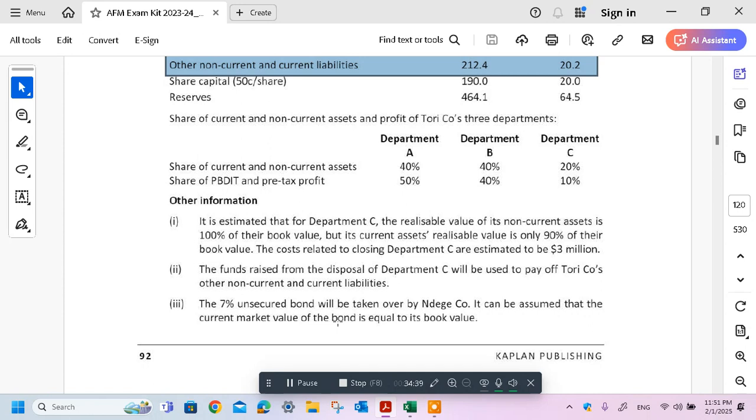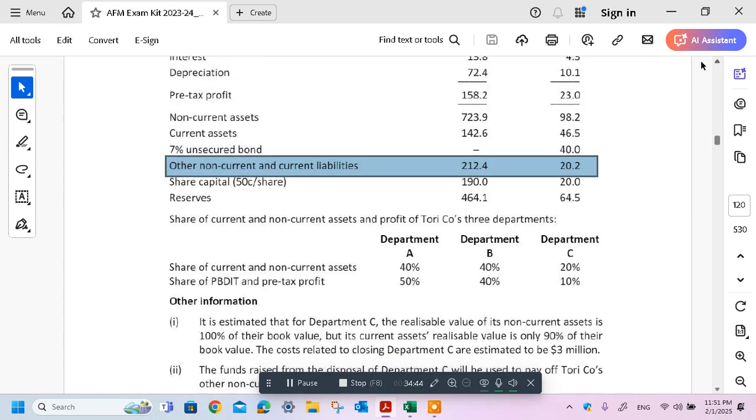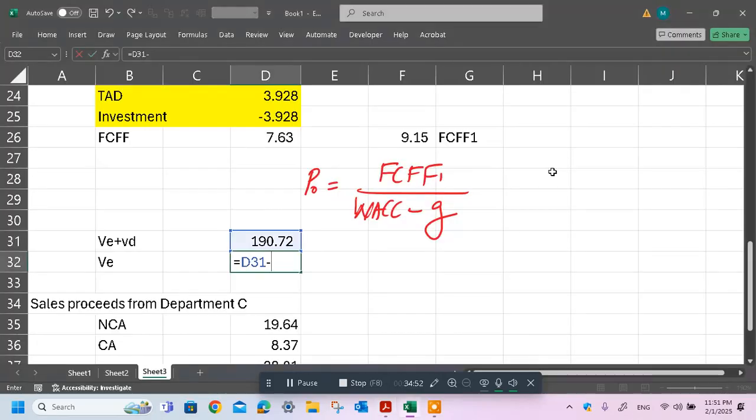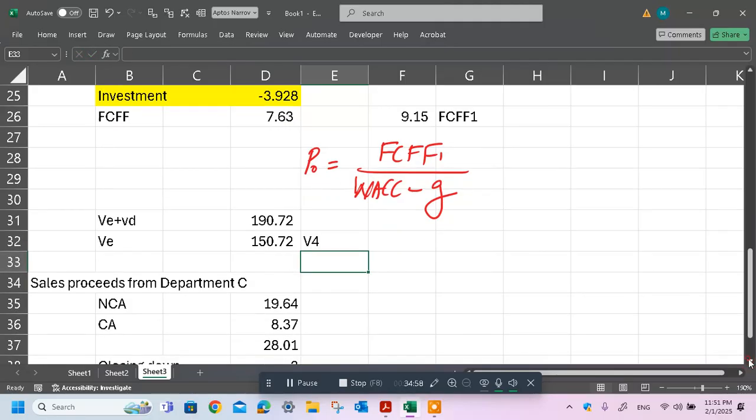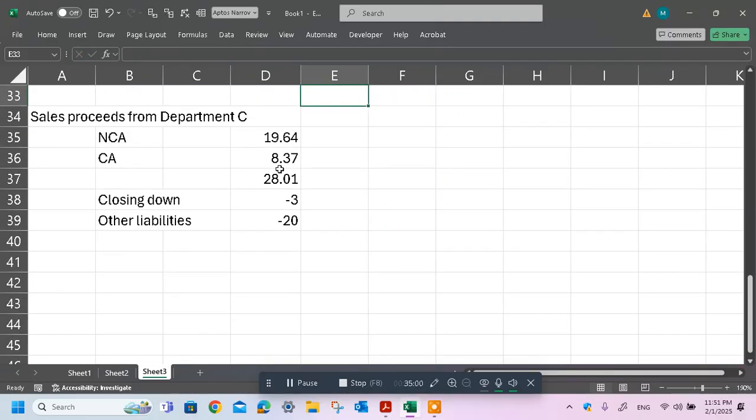That is what they say. The 7% unsecured bond will be taken over by Dutch company, which means this 40 is going to be reflected in Dutch company's balance sheet. So this is the value of debt for them, 40. Subtract that 40. There you go, that is V4. Good, at least now I noticed that. Right here, this is the total proceeds from the sale of assets. You have some closing down costs of 3 million. Other liabilities are going to be settled, 20 million. Net proceeds.